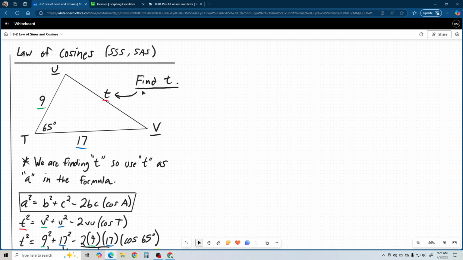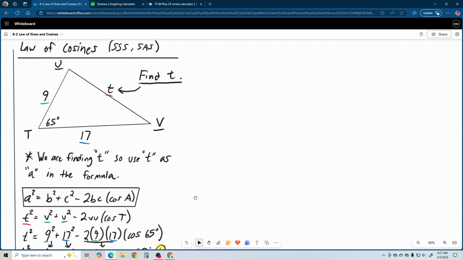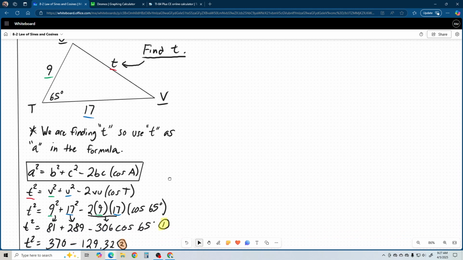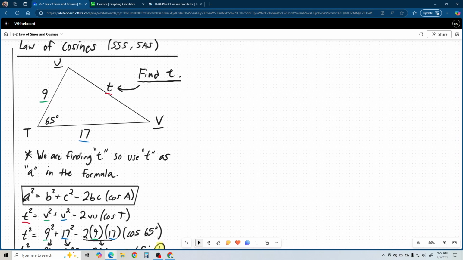So let's find t, which is this length here, okay? So we have triangle TUV, which means we have sides little t, little u would be 17, and little v would be 9, right? And now we're going to use our formula. So I went ahead and rewrote the formula here, where we have a squared equals b squared plus c squared minus 2bc times the cosine of A. And remember how I told you before, we're going to be able to choose what this a is?